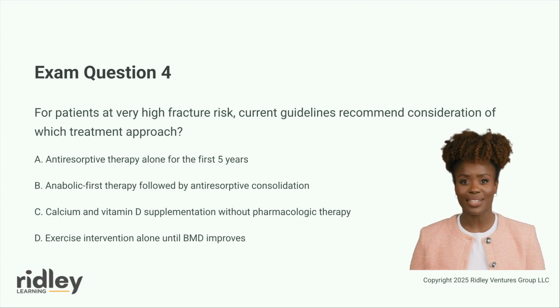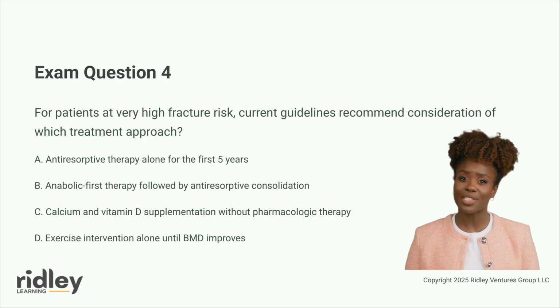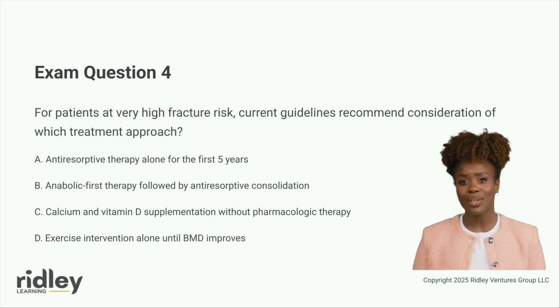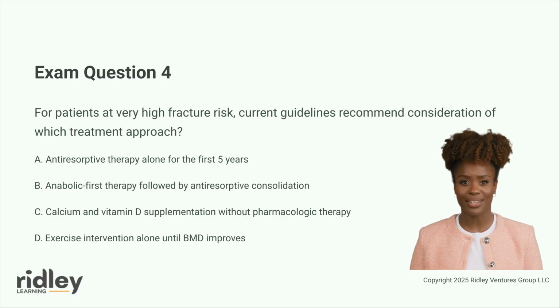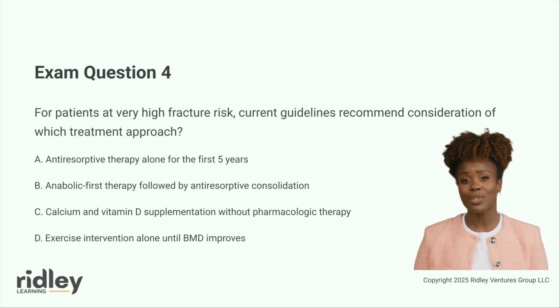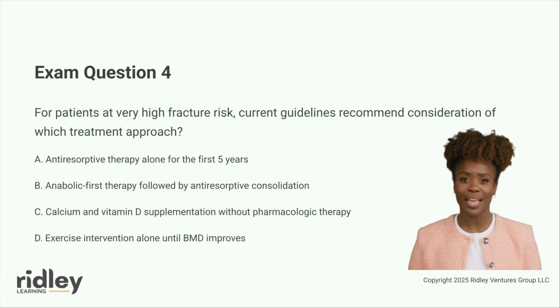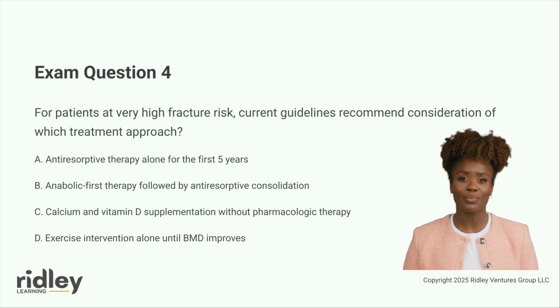Anabolic agents such as teriparatide and romosozumab actively stimulate new bone formation rather than simply reducing bone resorption. In patients with severe osteoporosis or recent fragility fractures, anabolic therapy provides more rapid and substantial increases in bone mineral density and fracture risk reduction compared to starting with anti-resorptive therapy alone. Following the course of anabolic therapy, patients transition to anti-resorptive medications such as bisphosphonates or denosumab to consolidate and maintain the bone density gains achieved during the anabolic phase. This sequential approach maximizes the therapeutic benefits of both medication classes.